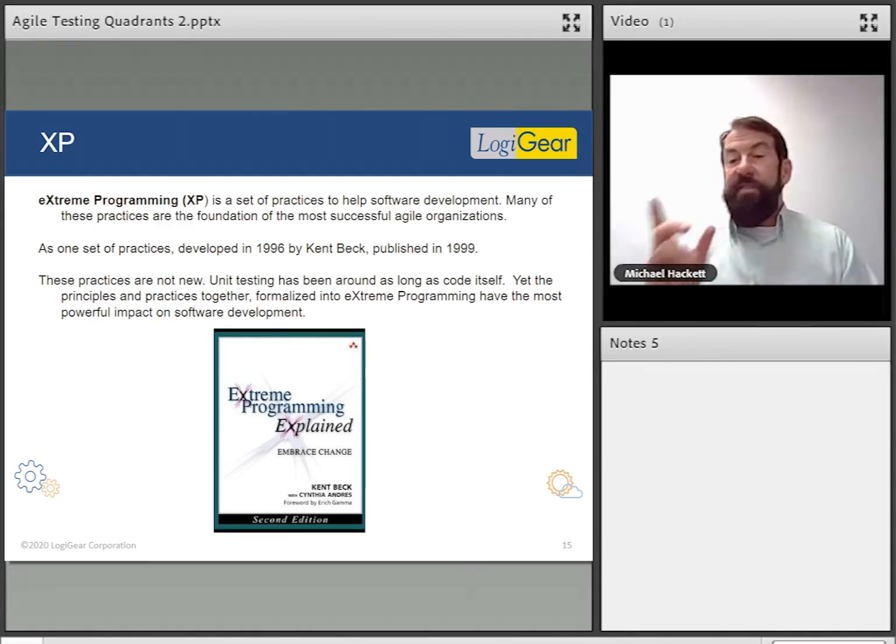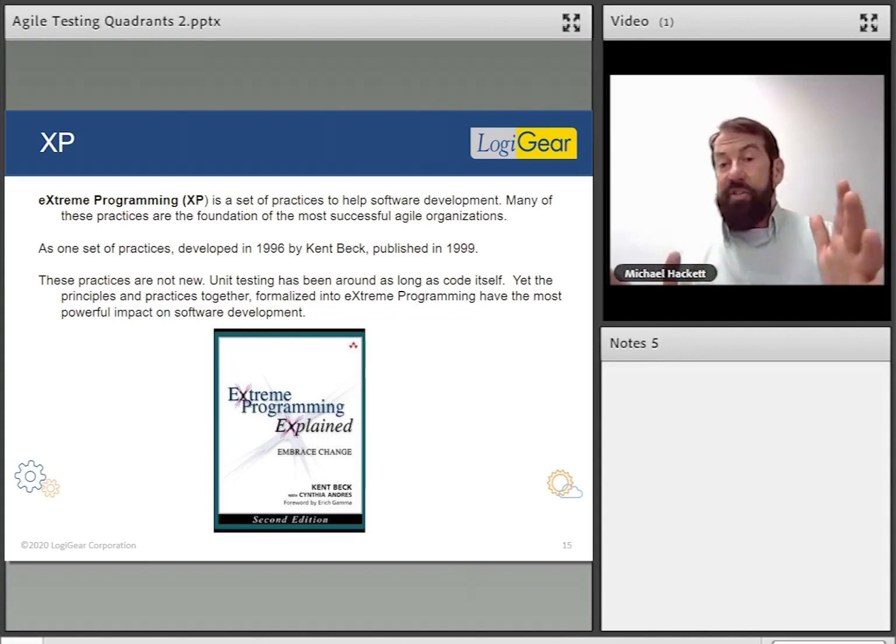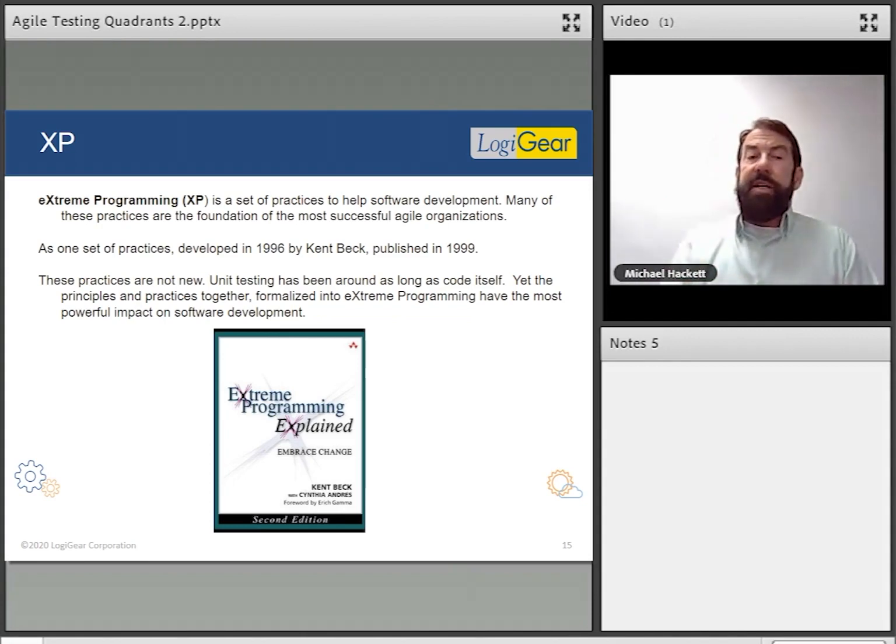Where we do finally start getting some practices about modern development and modern testing is in extreme programming, which everybody knows Agile, everybody knows Scrum. Hopefully, you know extreme programming.